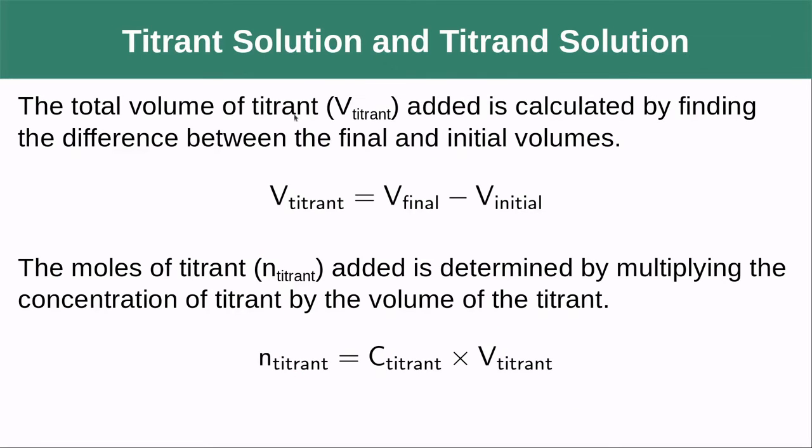The total volume of titrant added is calculated by finding the difference between the final and initial volumes. So we take our final reading from the burette and subtract out our initial volume, and that's the total volume that we added. The moles of titrant added is determined by multiplying the concentration of the titrant, which we know already, by the volume that we added. So the moles of titrant equals the concentration of titrant times the volume.